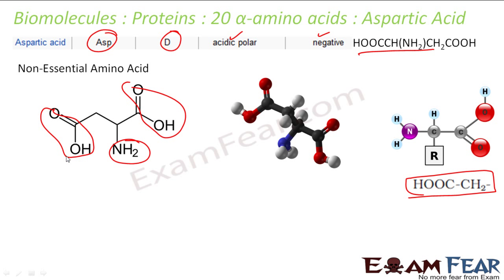It was first discovered in 1827 by Plisson from asparagine. The last one we studied was asparagine, and from asparagine this was discovered, so it was called aspartic acid. Asparagine was discovered in 1806 from asparagus juice, and aspartic acid was discovered from asparagine in 1827. The source is meat, seeds, sugarcane, molasses, etc.